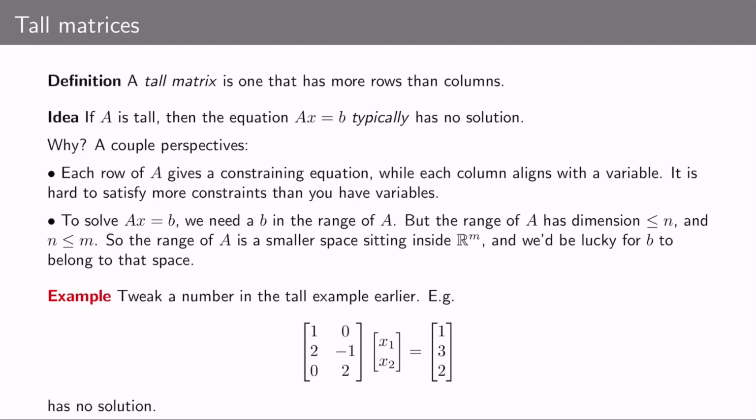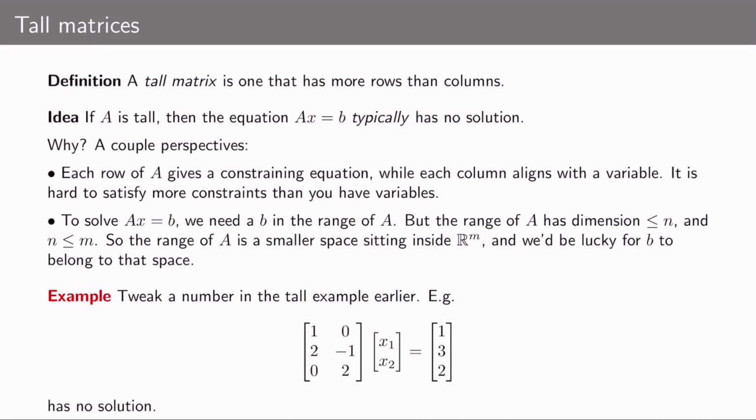Well, why in the heck is that true? Let me give you a couple of perspectives here. If I have a tall matrix and I'm trying to satisfy Ax equals b, every row of A is going to give us an equation, which I can think of as a constraint. It's something that needs to be satisfied. Meanwhile, each column of A aligns with one of the variables, the freedom that we have to satisfy the constraints. And it is hard to satisfy more constraints than you have variables.